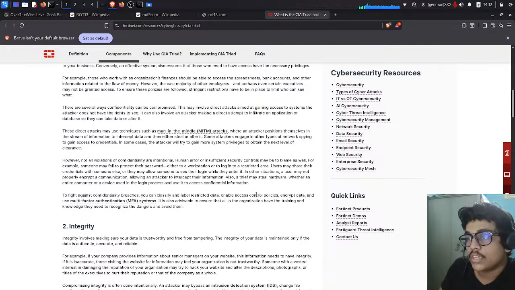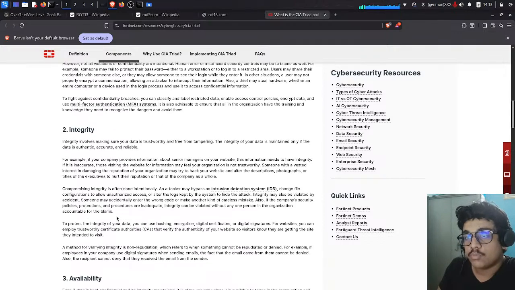Okay, so enable access control policies and encrypt data using multi-factor authentication. So what is multi-factor authentication? A classic example is when you are logging into your Google account: when you enter your password and hit enter, the second step asks for an OTP generated on your mobile phone. This is known as multi-factor authentication. The first layer of authentication is your username, the second is the password, and the third is your OTP.